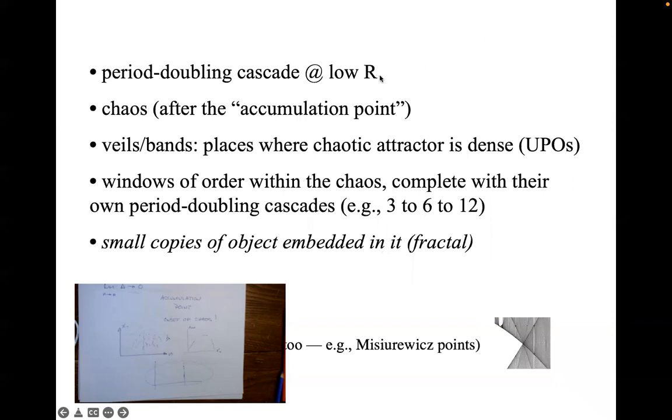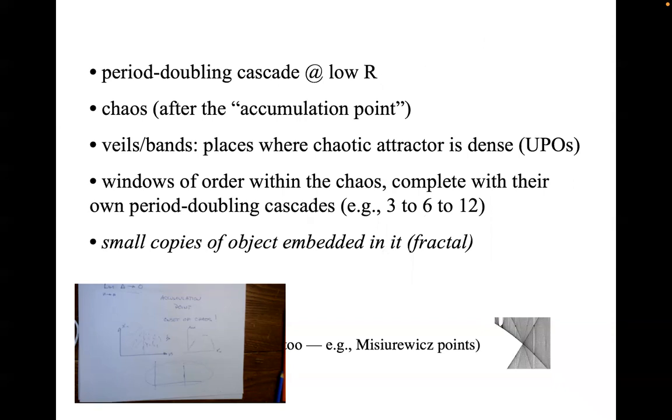And here, unlike my drawings, you can see that the width of this thing and the width of this thing, if you measured on the screen, you could see that this width is 1 over 4.66 times this width. So we have a period doubling cascade at low values of R that has the Feigenbaum number ratio in terms of its length. That's this first bullet here.